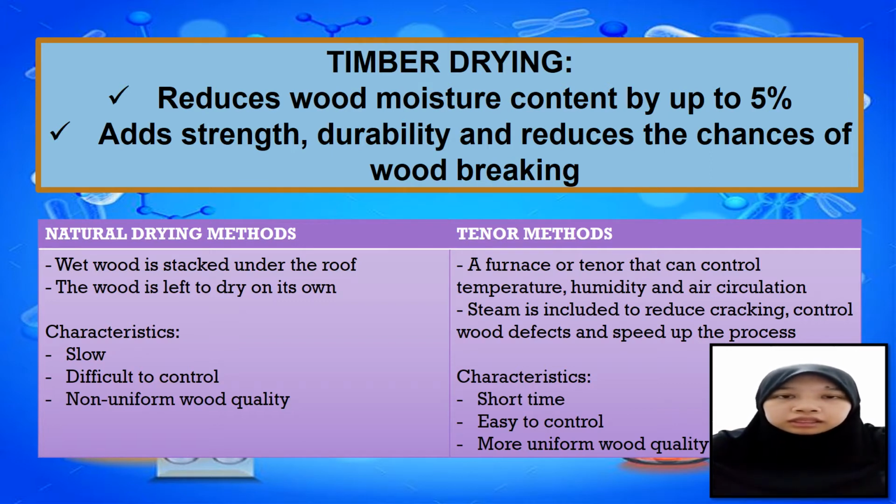Natural drying method is wood is taken under the roof and the wood is left to dry on its own. Characteristic is low, difficult to control, and non-uniform wood quality. Turner method is a furnace or turner that can control temperature, humidity, and air circulation, and steam is included to reduce cracking, control wood defects, and speed up the process. Characteristic is short time, easy to control, more uniform wood quality.